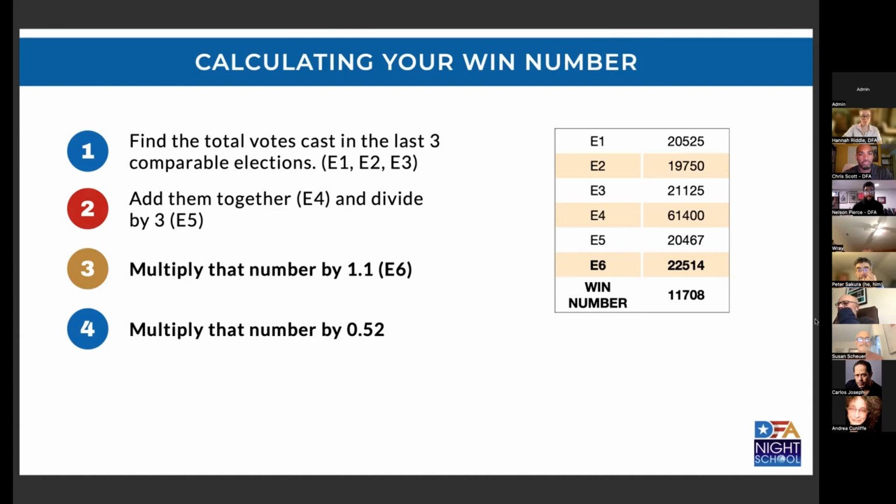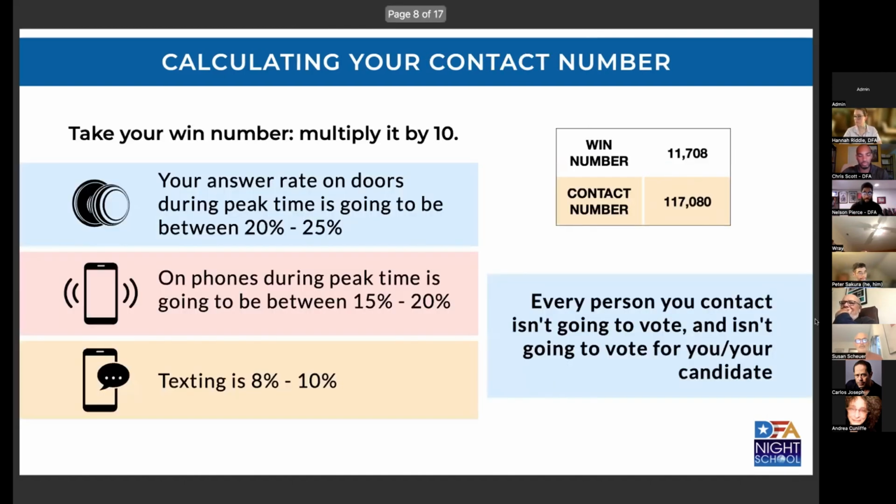You'd be surprised how often people are guessing at win numbers, but you really want to take the time, do the math, and figure out the win number based on the last 3 elections. Once you get that, your win number ought to be driving your contact number. And so when you're creating a field plan to decide how many people we need to reach out to, don't use round numbers that sound great, saying we're going to knock on 10,000 or 50,000 or 100,000 doors and then stop there. Know what your contact number is based on your win number.